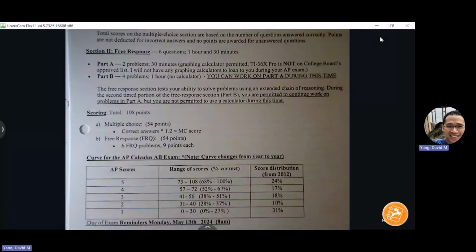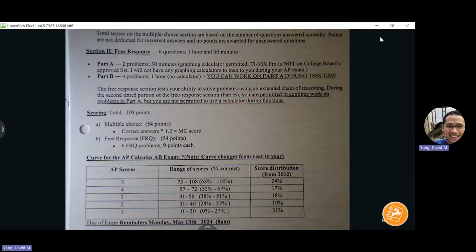I do want to focus on the 2021 and 2019 FRQs. The reason why 2020 is skipped over is because 2020 was the COVID year, and that year the AP exam was a little bit different. It was only 2 problems, 40 minutes. So that was an off year, and there are no released AP exams for 2020.